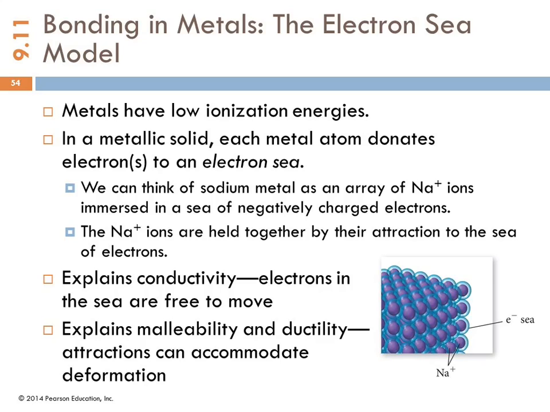And this explains conductivity because the electrons are free to move. They're swimming around. They're not tied to a particular atom. They're going to stay in the pool, but they can move around. It also explains malleability and ductility of metals. Because this attraction is not localized, it's in all directions, we can deform a metal and it's not going to crack and shatter.